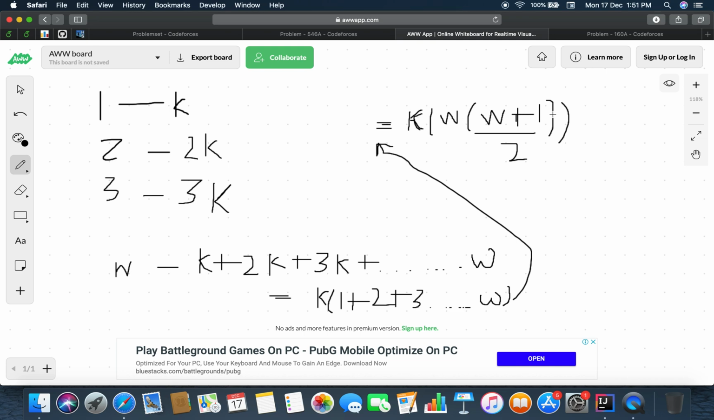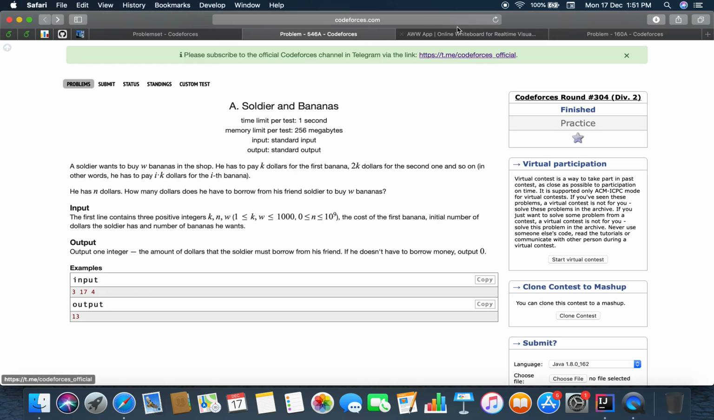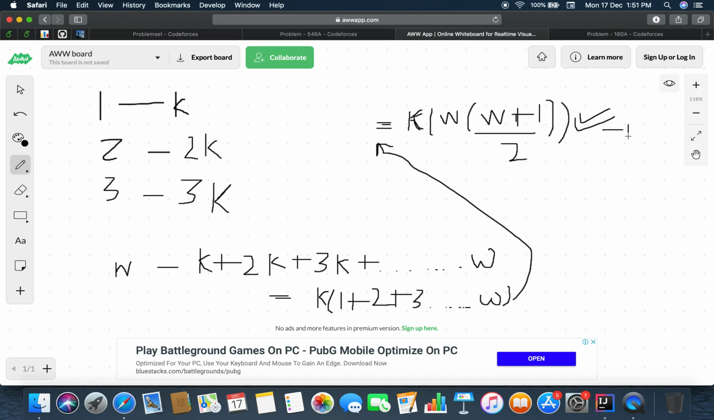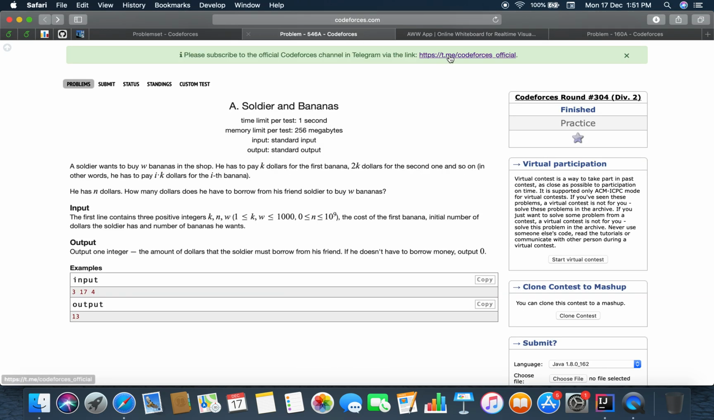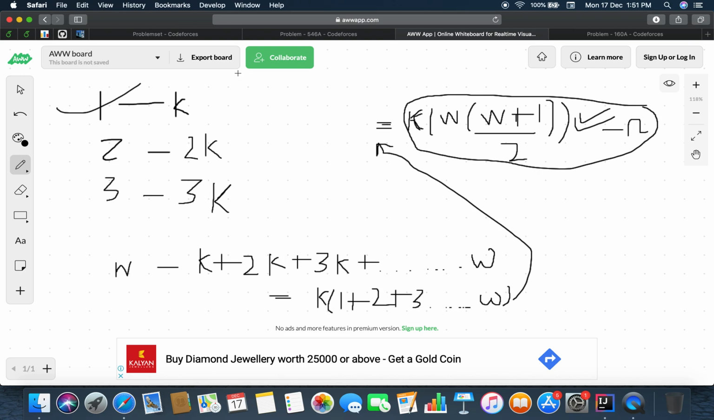This is the total sum that he is going to pay for w bananas, and the initial number of dollars the soldier has is denoted by n. So this total minus n gives you the answer. This whole result gives you the answer. I think that makes sense.